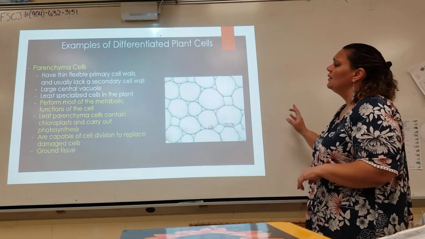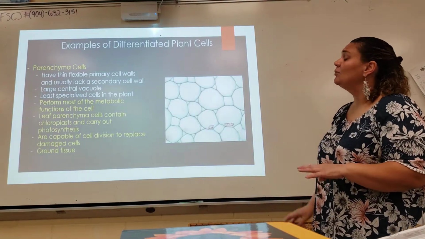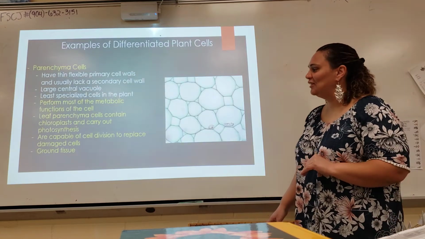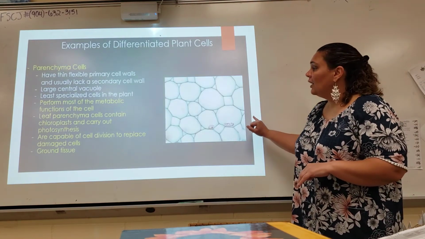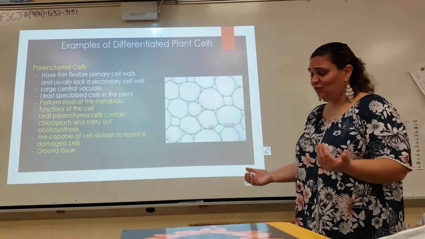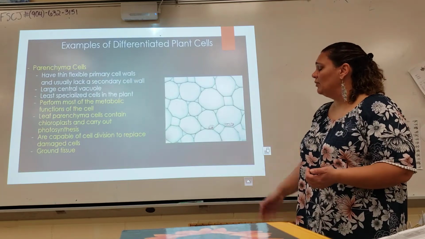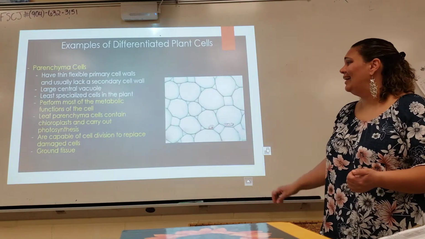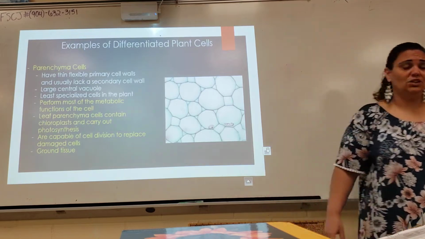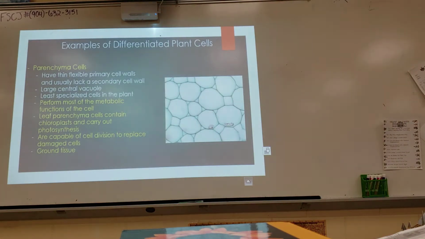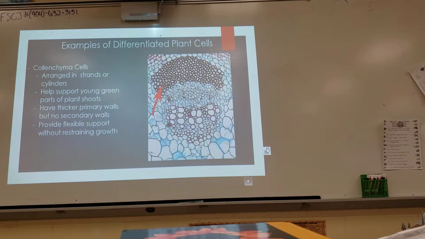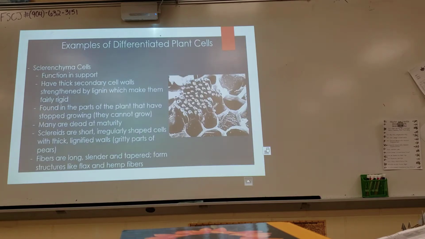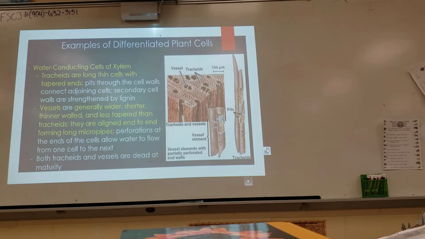Parenchyma cells, these are your metabolic functions. They perform most of the metabolic functions. They're going to contain your chloroplast, where photosynthesis is going to occur. They're capable of cell division to replace any kind of damaged cells, and they are considered part of the ground tissue. Don't worry about these guys. I just want you to experience that there's different types.